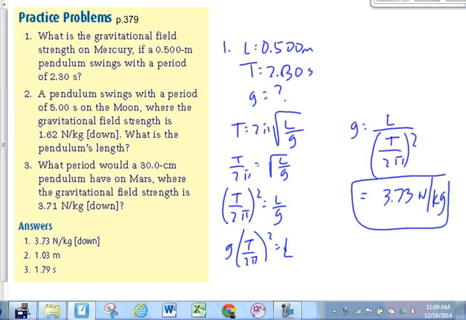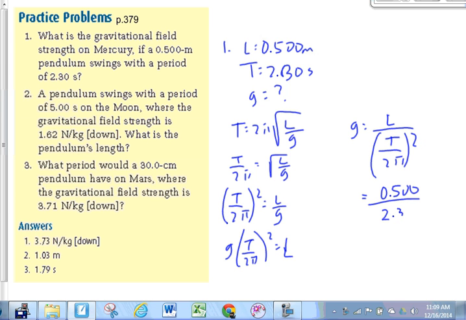All right? Who asked me for number one? I can't remember who that was. Number one? Okay. Are you okay with that? Okay, so let's plug the numbers in then. The big thing here is don't skip steps, right? Do it in lots of different steps on your calculator, and it should work out for us here. L is 0.500 divided by 2.30 over 2 pi squared.